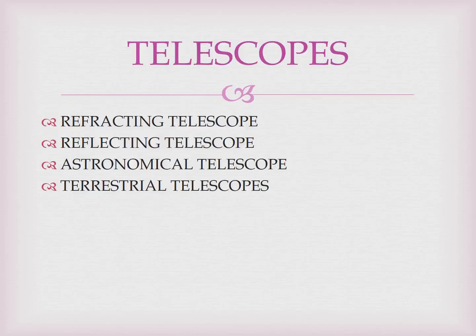So the major difference between astronomical and terrestrial telescope is erecting the final image with respect to the object. Astronomical and terrestrial are the same, but in the astronomical telescope we see an inverted image, while in the terrestrial telescope we see an erect, correct image. These are the telescopes.